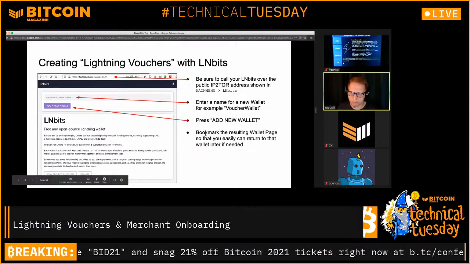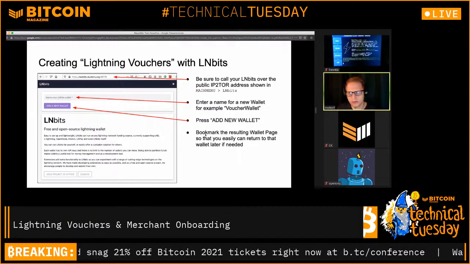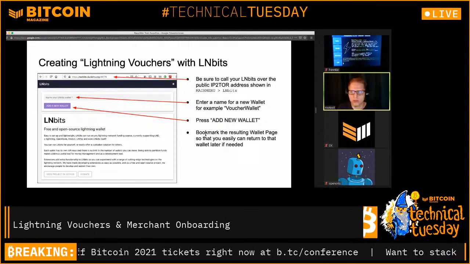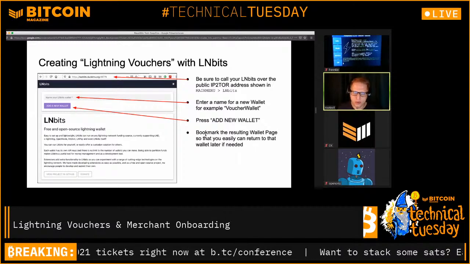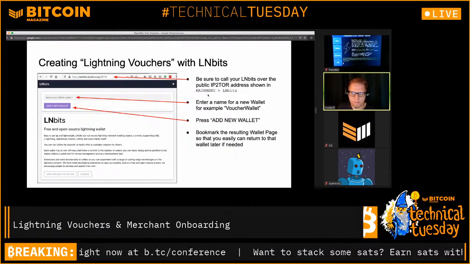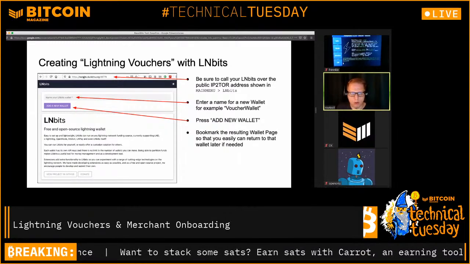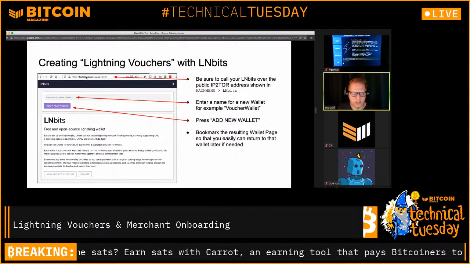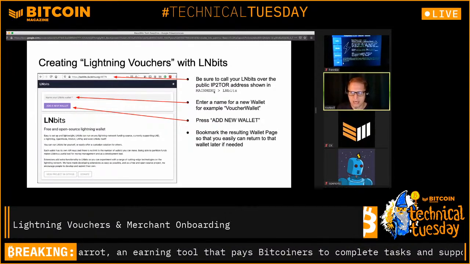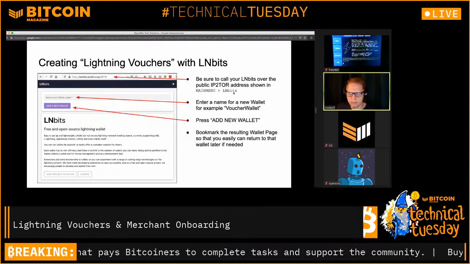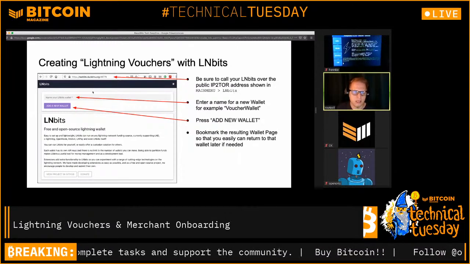I want to walk you through the steps of how to create those vouchers. If you want to follow this on your own, first of all, you need to make sure that you really call the LNbits over the IP Tor and the Let's Encrypt duckdns domain that we set up before. You can find this address, if you set it up, always in the main menu. You get to LNbits and it shows you, and you just can copy it and put it in a browser. And this is then what you call.